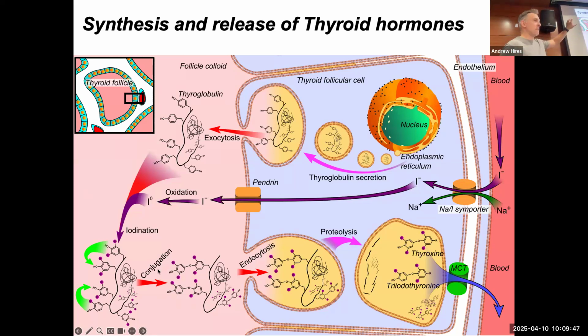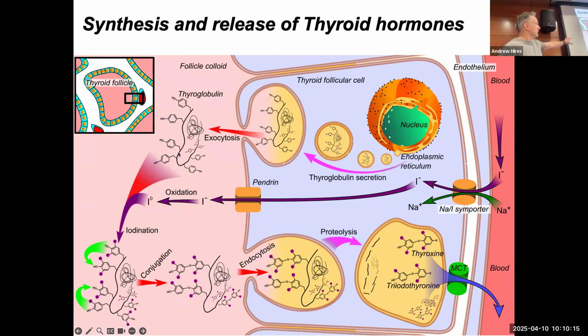And there it's going to be combined with a protein that's produced through the transcription and translation of mRNA into protein here, and then secreted into this colloid. This protein is called thyroglobulin. It basically has a bunch of tyrosines on it that are next to each other.